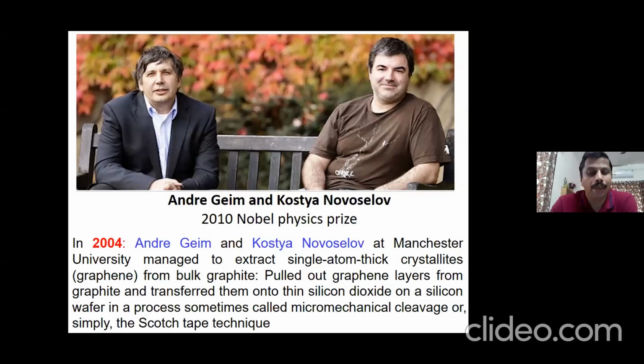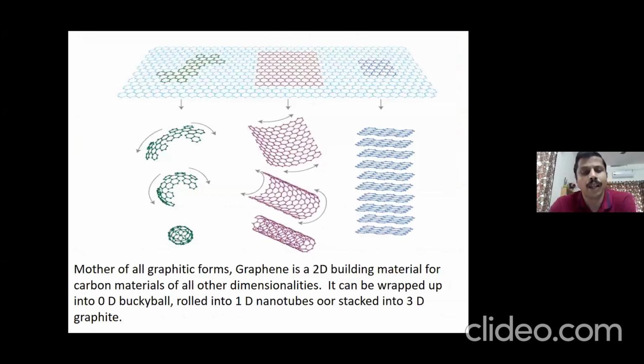Micro-mechanical cleavage, or we can call it the Scotch tape method. So simply you just use a Scotch tape, a sticky tape, then pull multiple times to cleave a single layer of graphene. Right? So that was their contribution, and they were successfully able to do it.